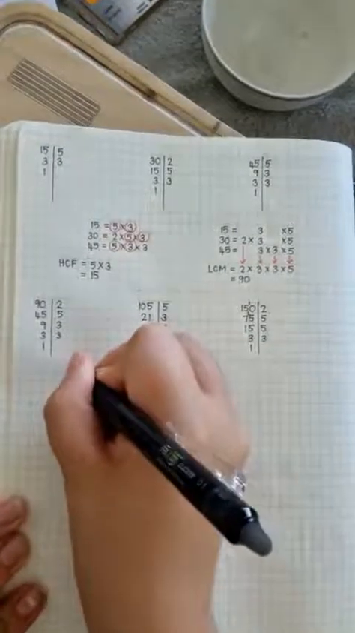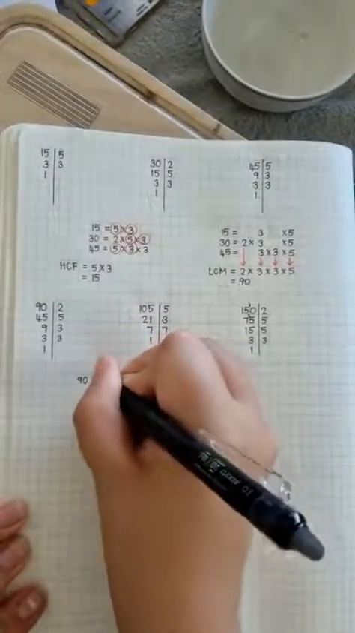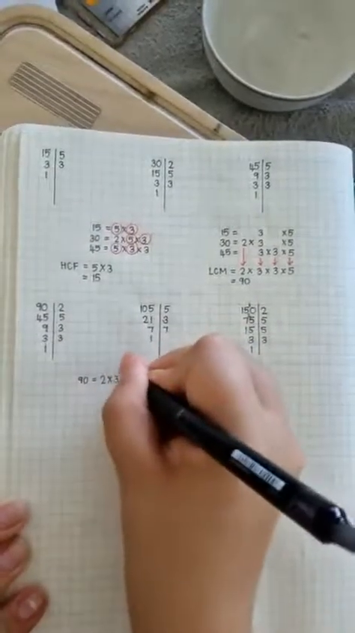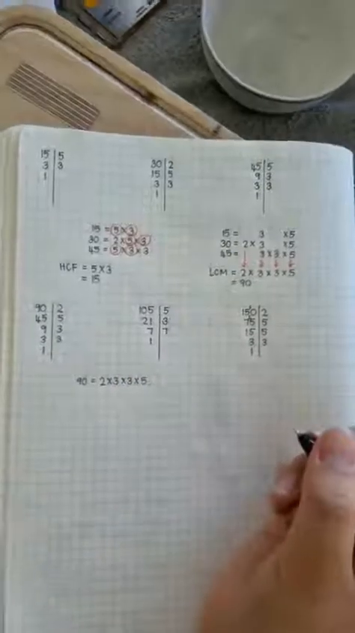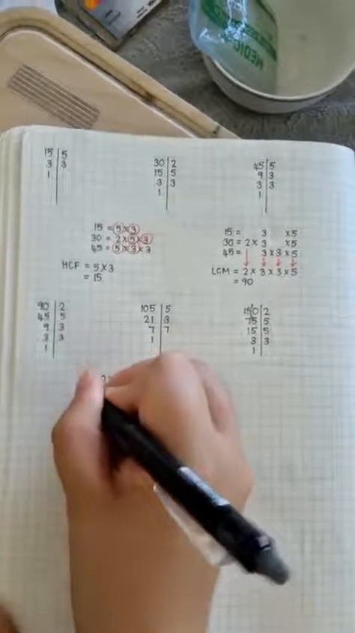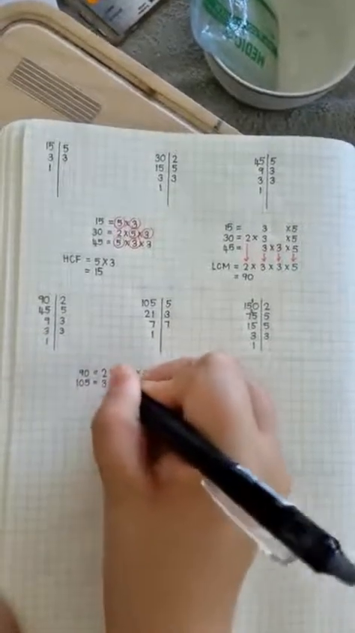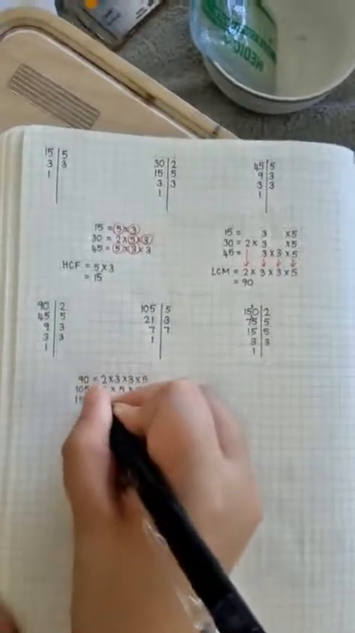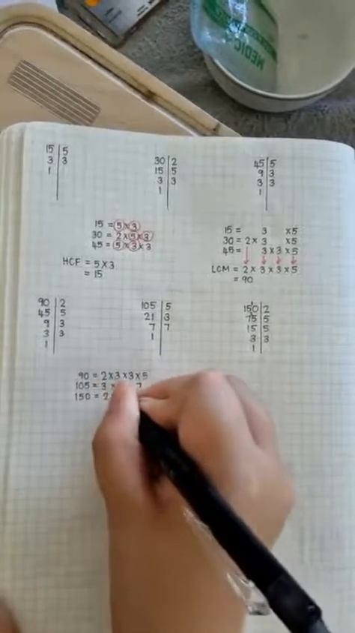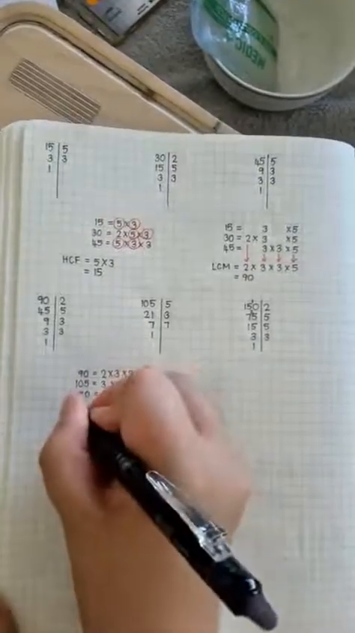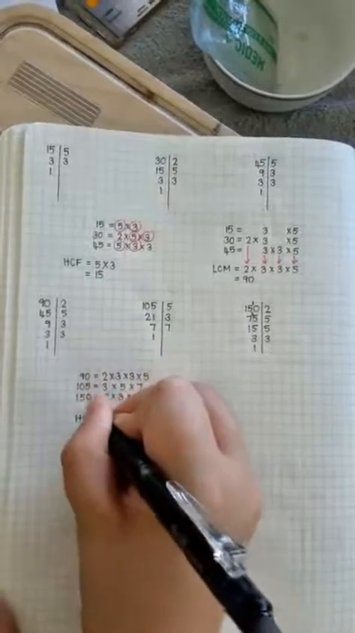So we're doing 90 is equal to 2 times, now I'll just put them in numerical order, 3 times 3 times 5. Then we have 105, which is 3 times 5 times 7, and 150 is 2 times 3 times 5 times 5. Now remember for the HCF, it's easy. We just circle the ones that are common and we multiply all of those together.